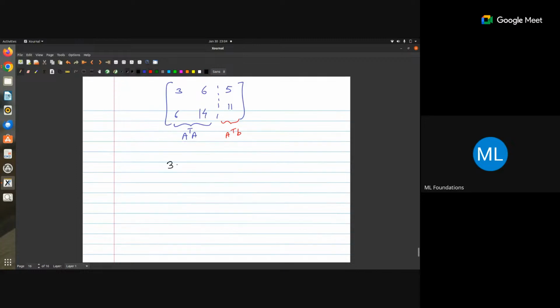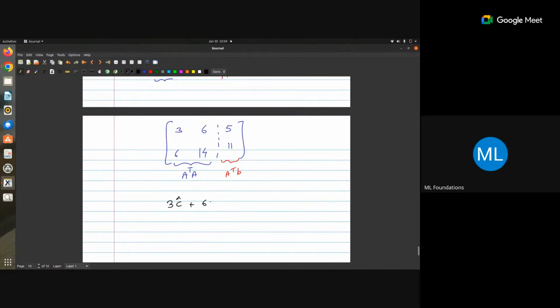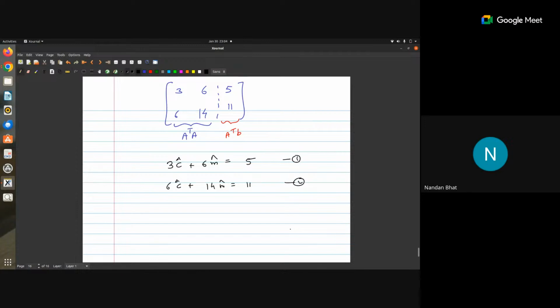Basically, I'll get two equations: 3C hat plus 6M hat equal to 5, equation 1, and 6C hat plus 14M hat equal to 11, equation 2. We can solve like that, or what else can we do now? We can go back to reduce rows. Gaussian elimination is sufficient, and we can get it.